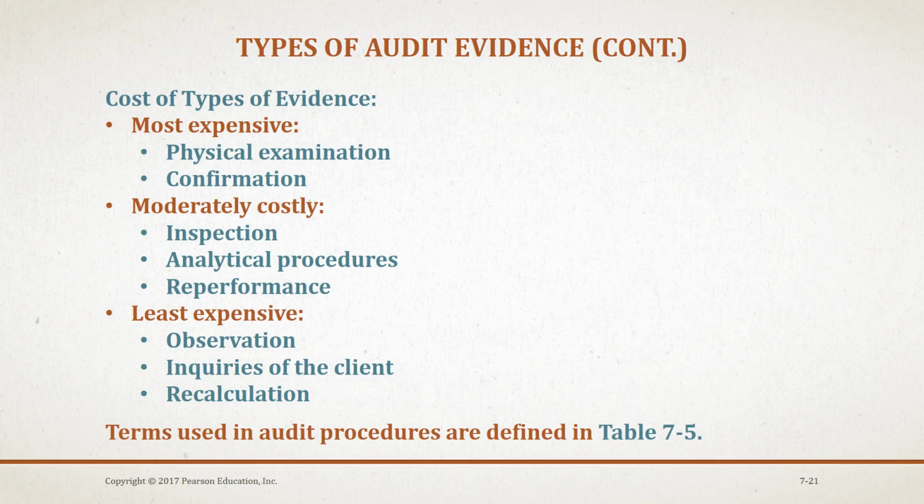Looking at the cost of the types of evidence. The most expensive types of audit evidence are physical examination and confirmation. Moderately costly, and again, we're talking costs that we as the audit team are incurring against our engagement fee, and sometimes we may or may not be able to recover all of that when we do our pricing: inspection, analytical procedures and reperformance. The least expensive are observation, inquiries of the client, and recalculation.